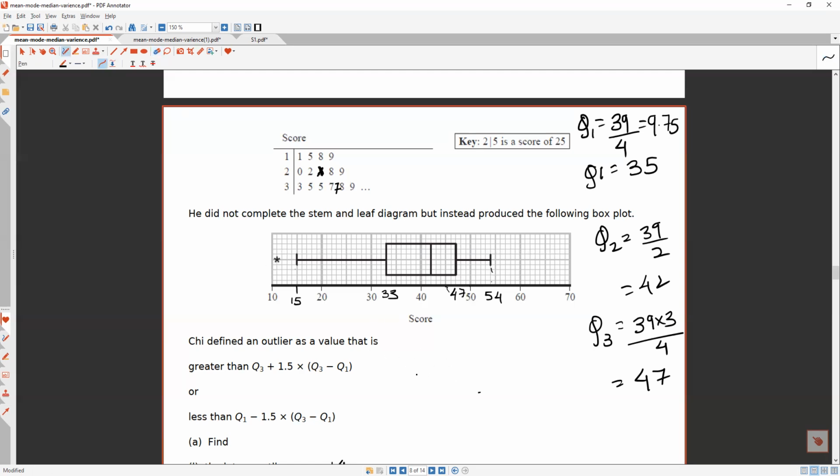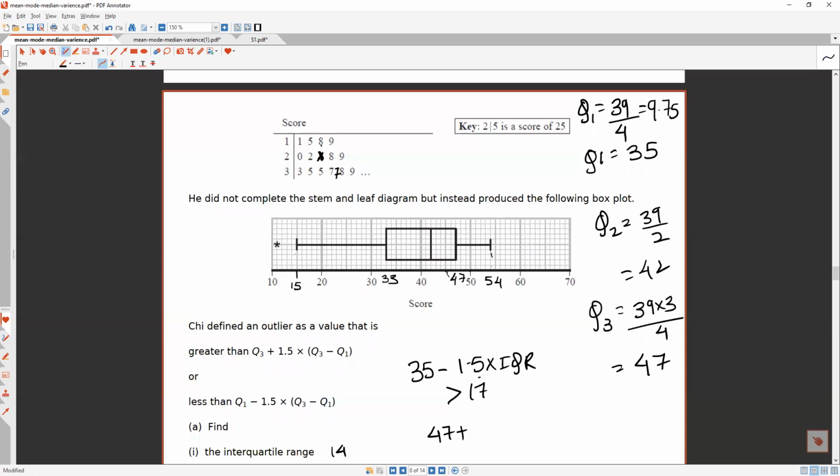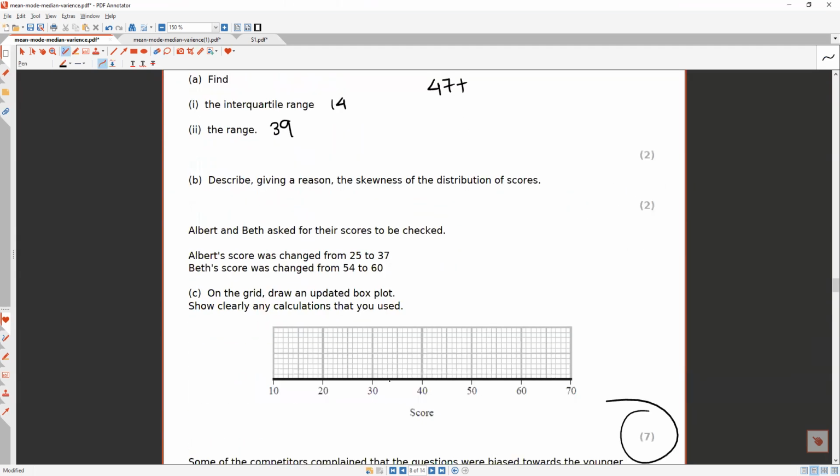So what was the outlier formula? 35 minus 1.5 into IQR. I get 17, so less than 17. Then also 47 plus, but we don't know what numbers are above 47. We don't need to find outliers there. So I got my starting point. What is my starting point? 18. Before that, 15 and 11 are outliers. 11 and 15 are outliers. Then Q1 is 35.